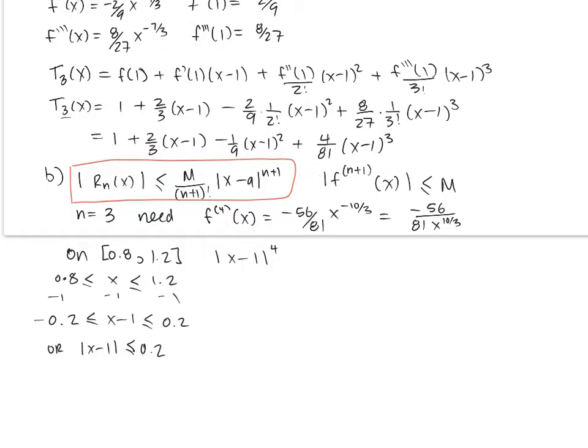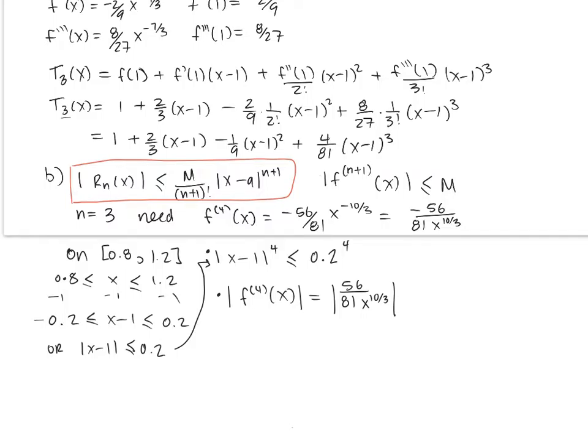So therefore, x minus 1 to the 4th is less than or equal to 0.2 to the 4th power. Okay? We don't have to do the math. Does that make sense, though? Don't worry about doing that in your head, okay? So we've taken care of that part of the inequality. So there's one piece. Now we need to find that M. So look at the absolute value of your 4th derivative, which is the absolute value of 56 over 81 x to the 10/3.